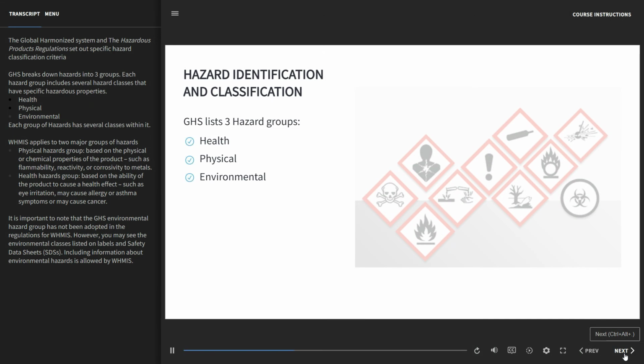WHMIS applies to 2 major groups of hazards. Physical hazards group, based on the physical or chemical properties of the product, such as flammability, reactivity, or corrosivity to metals. Health hazards group, based on the ability of the product to cause a health effect, such as eye irritation, may cause allergy or asthma symptoms, or may cause cancer.